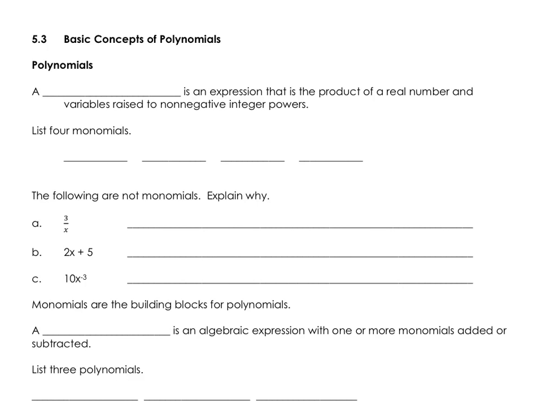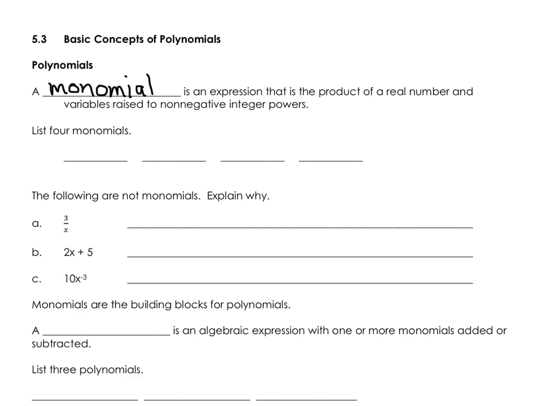Section 5.3, Basic Concepts of Polynomials. A monomial is an expression that is the product of a real number and variables raised to non-negative integer powers.